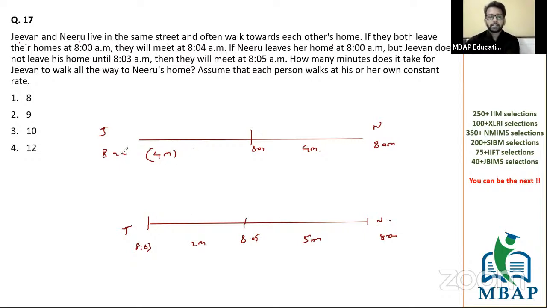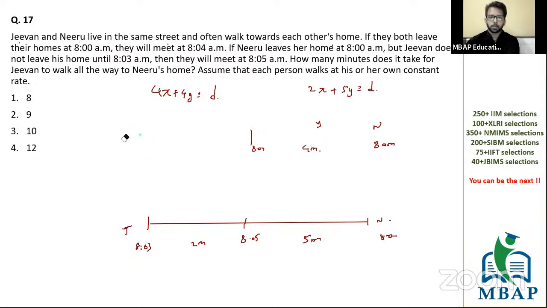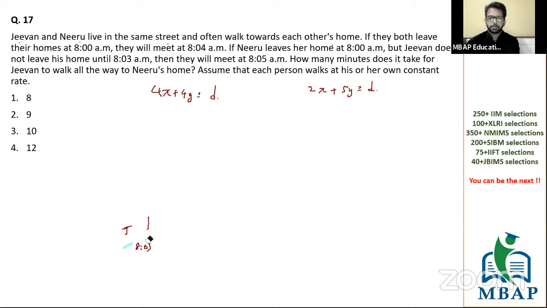Clear? If I assume the speed of Jeevan is x and Neeru is y, I know the speed, I know the time. Possibly you can say 4x plus 4y is the total distance in the first case. Similarly, 2x plus 5y is the total distance in the second case. We also know the distance is going to remain constant. So all I know here is 4x plus 4y is equal to 2x plus 5y.